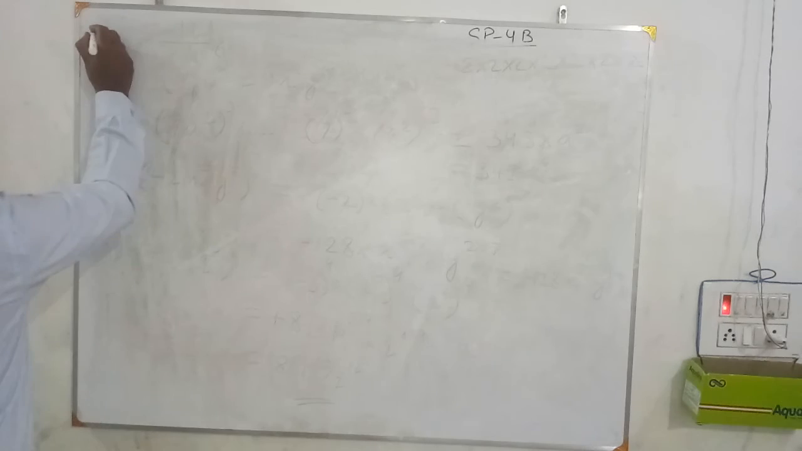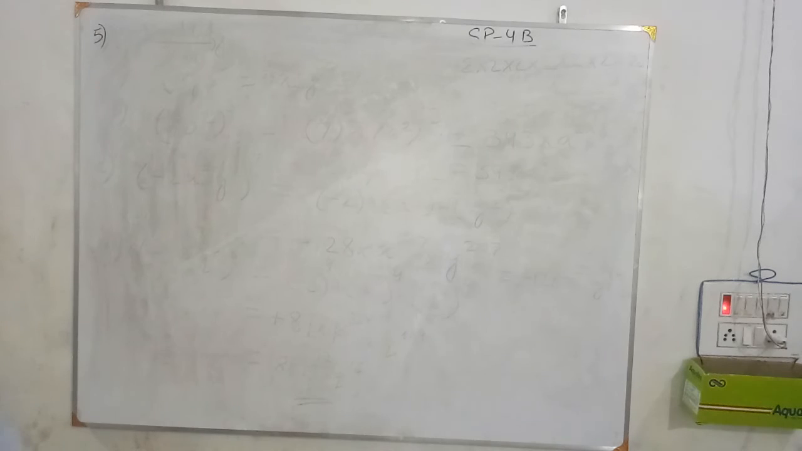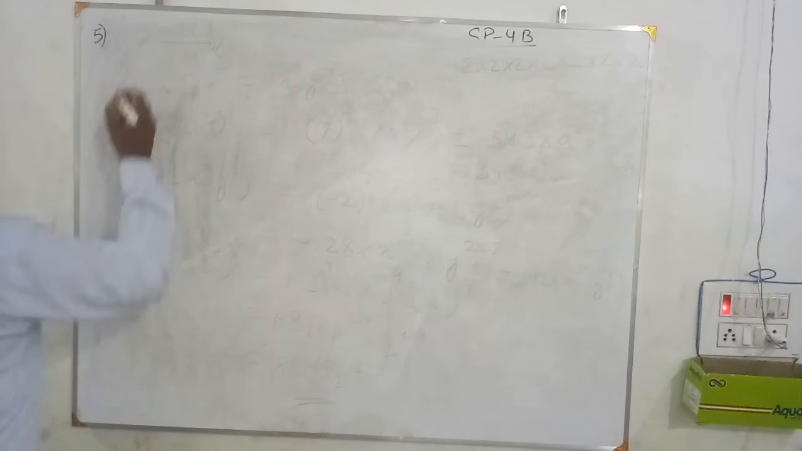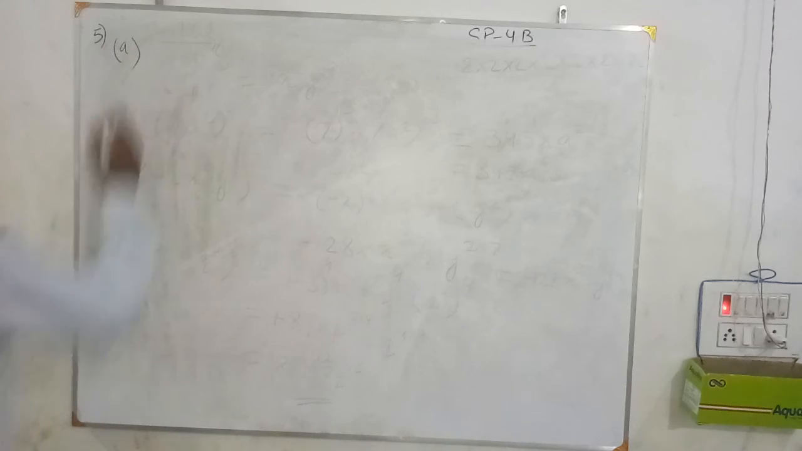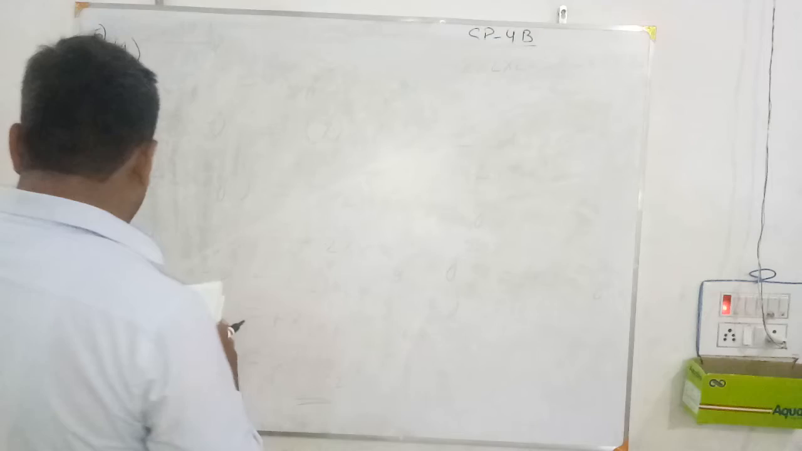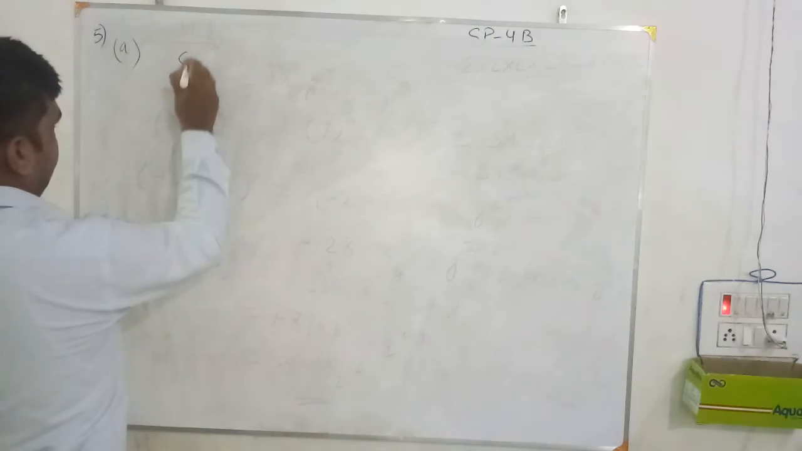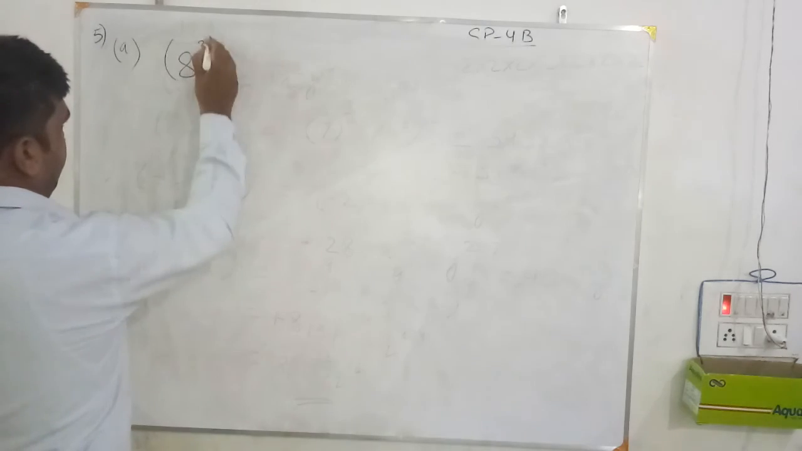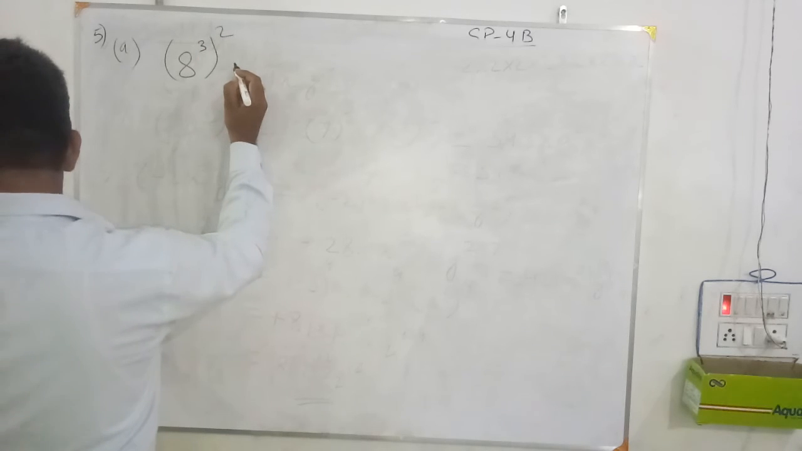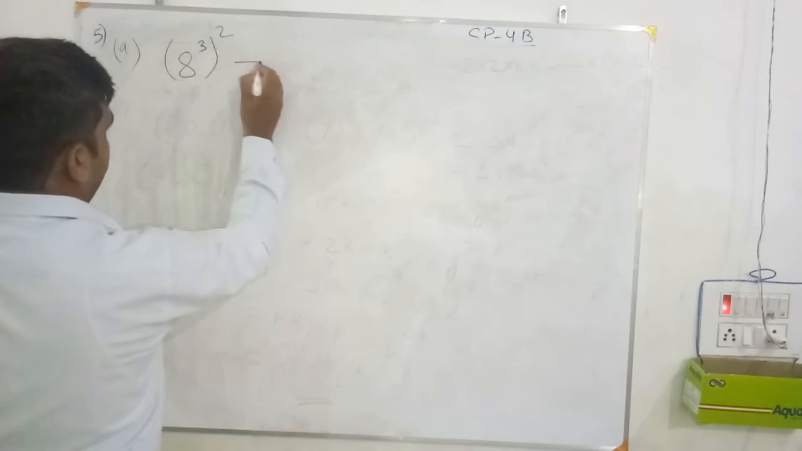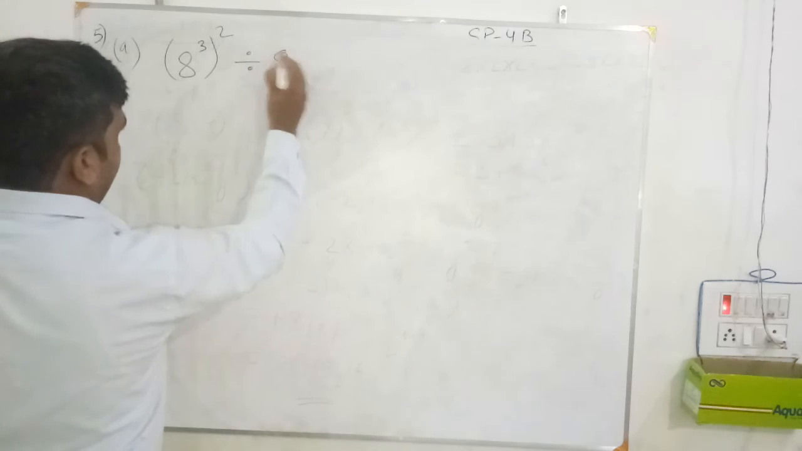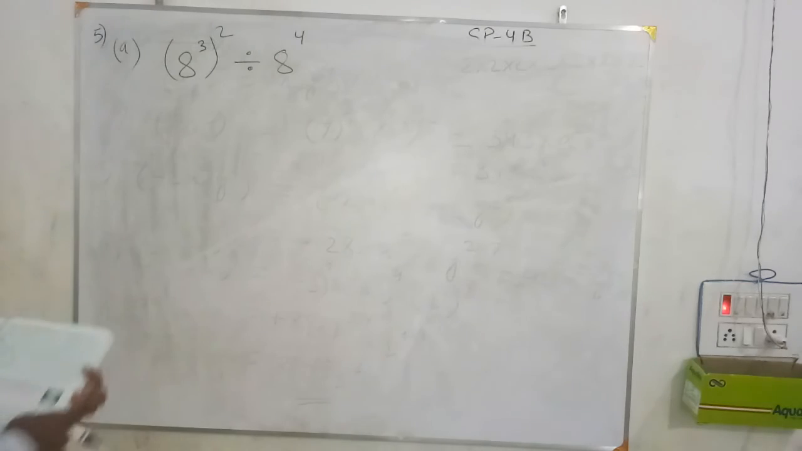Now question number 5, see. 5 is also simplify. 5a, the first question: 8 cube square divided by 8 to the power 4. This we have to simplify: 8 cube square divided by 8 to the power 4.